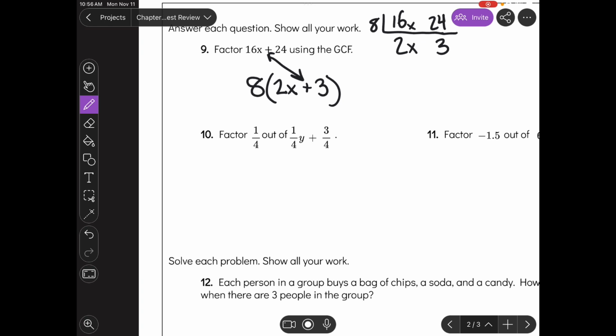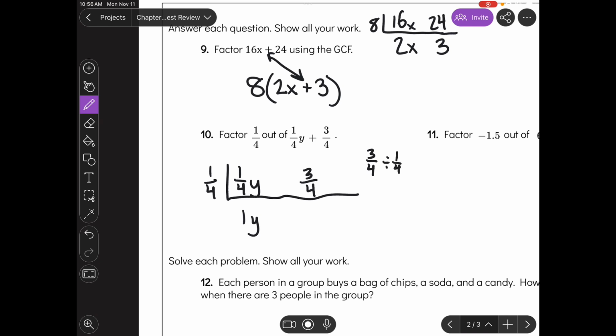For number 10, it's already telling us what I need to factor out, which is 1/4. I get 1/4 y and 3/4. There are a total of 1/4 and 1/4. How many 1/4 are in 3/4? Well, we can do that by dividing it out.